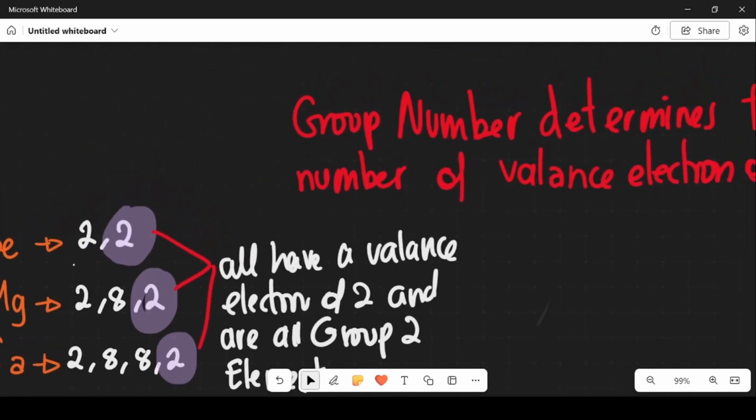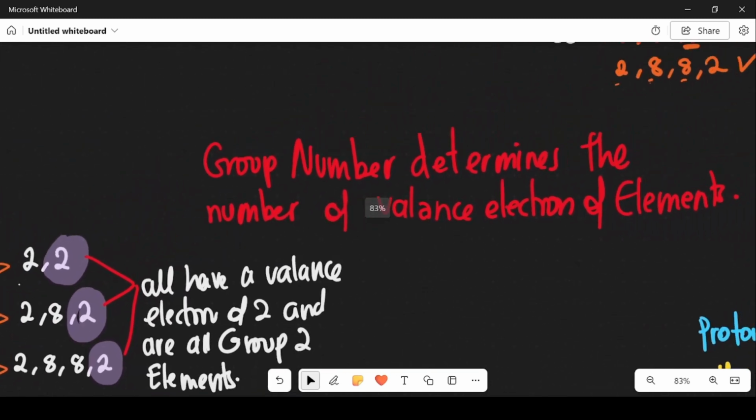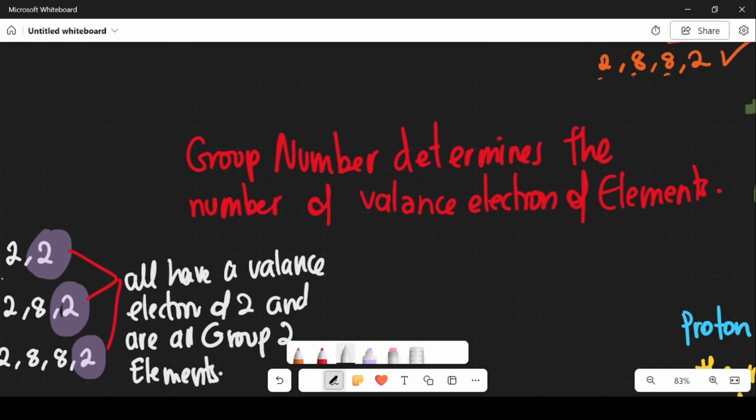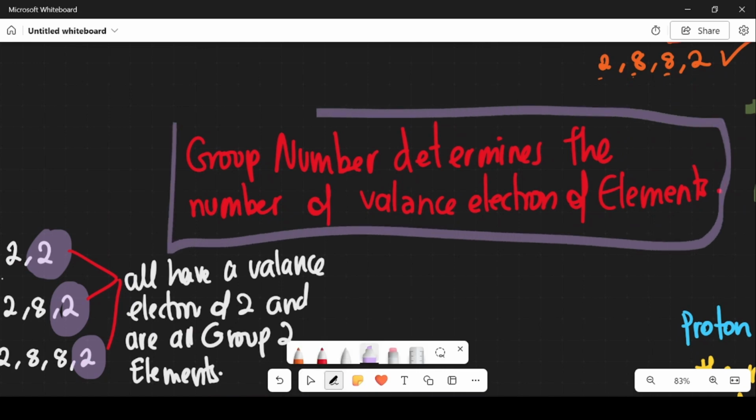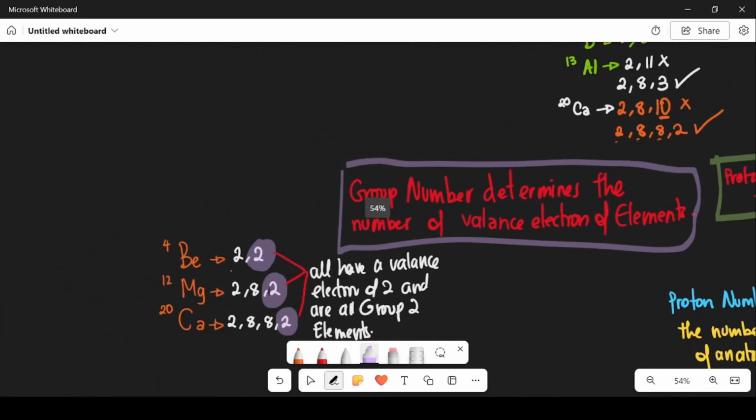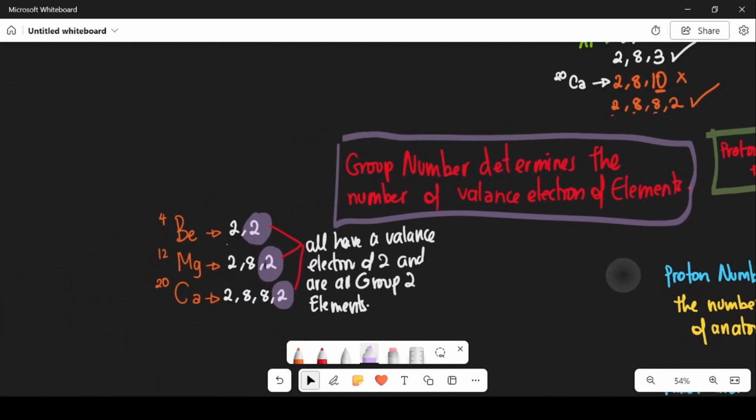So have we proved this theory correct? We can take any elements and we can try it. This theory will stand true. So there we go. Group number determines the number of valence electrons of elements.